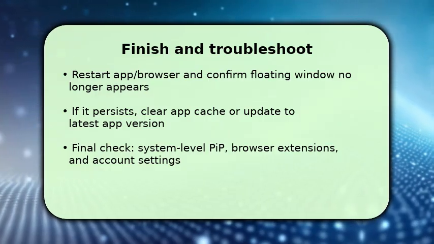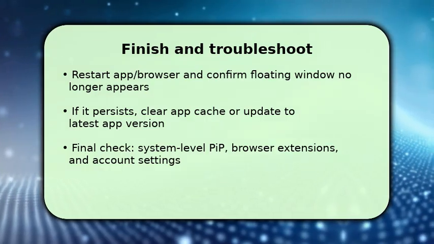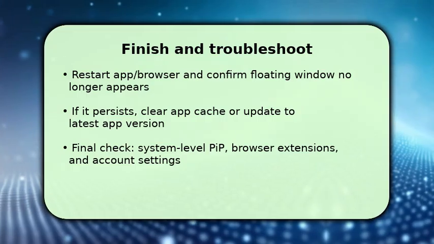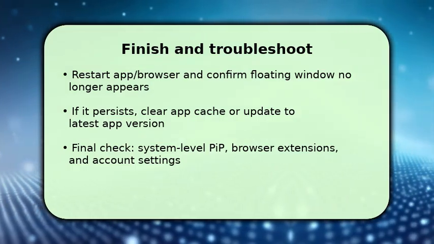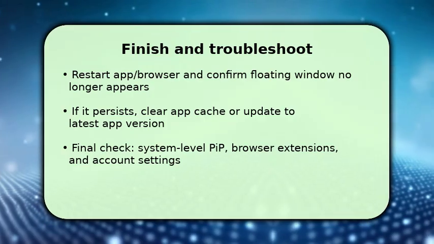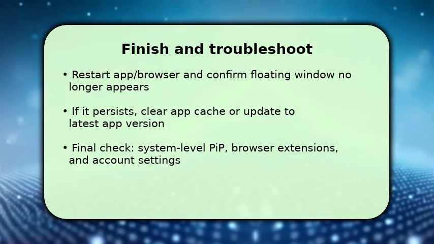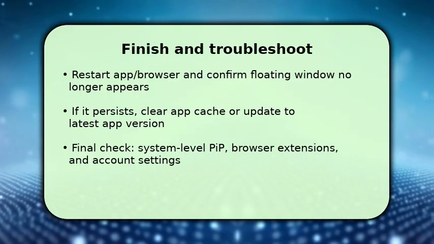One key troubleshooting tip: disable any PiP or video-related browser extensions and confirm OS-level Picture-in-Picture is off for YouTube. Often an extension or system permission is the culprit. After that, test by playing a new video to verify the fix.